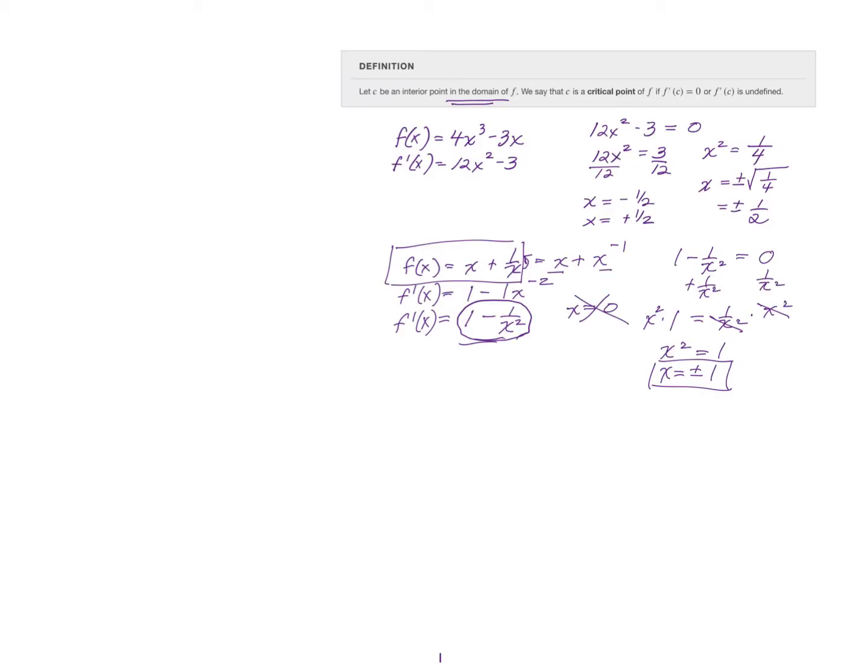So let's look at two problems, the functions that we were given in the last video: f of x equals 4x cubed minus 3x, and f of x equals x plus 1 over x. In the last video, I found the critical points for each of these functions. The critical points for the first function were x equals negative 1/2 and x equals positive 1/2. For the second function, the critical points were x equals negative 1 and positive 1.